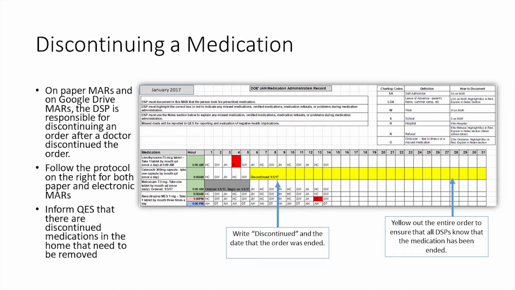Discontinuing a medication. While looking at the slide, the DSP is responsible for discontinuing a medication. Follow the protocol on the right for both paper and electronic MARs. Inform QES that there are discontinued medications in the home that need to be removed.